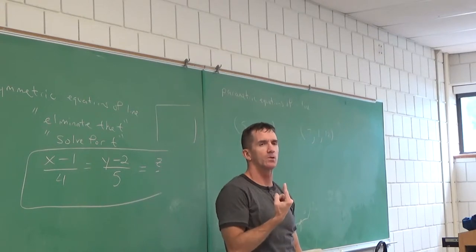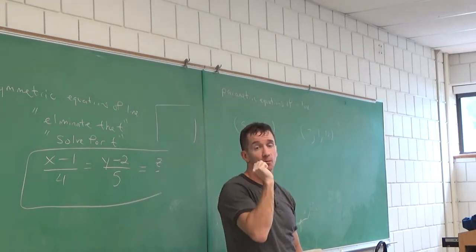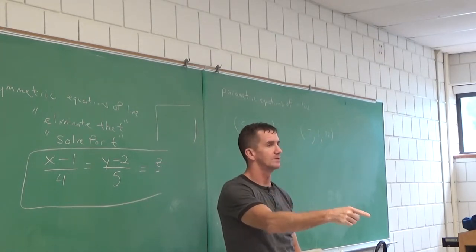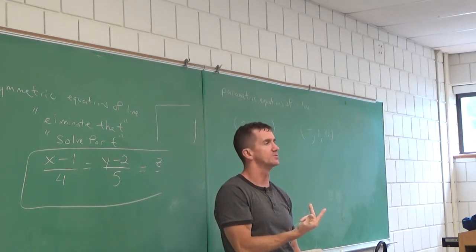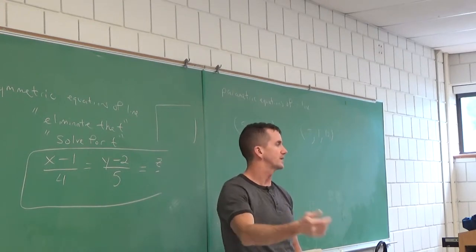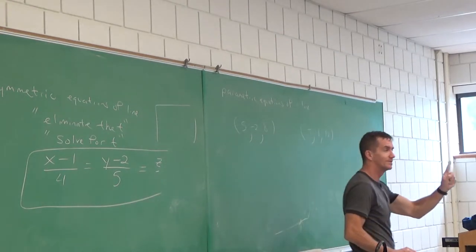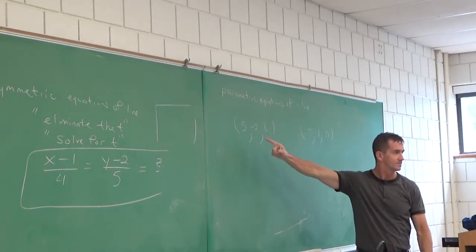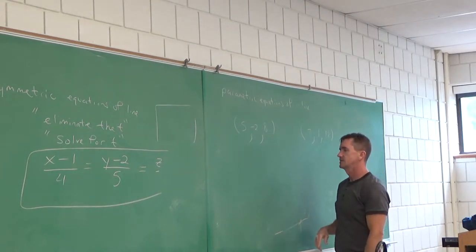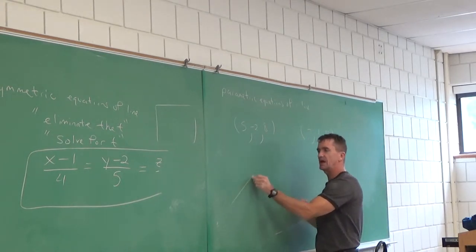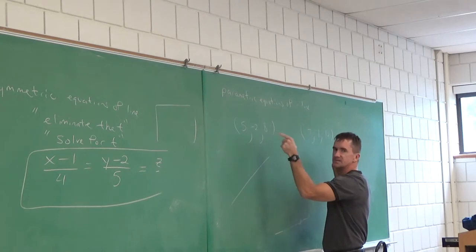We say to ourselves, wait, what do we need? We need a point, and we need a parallel vector. Well, we got 2 points. Does it matter which point we use? No, I'm going to use Maggie's. Doesn't matter though, you agree? We just need 1 point. I'll use that one. But I didn't give myself the parallel vector.